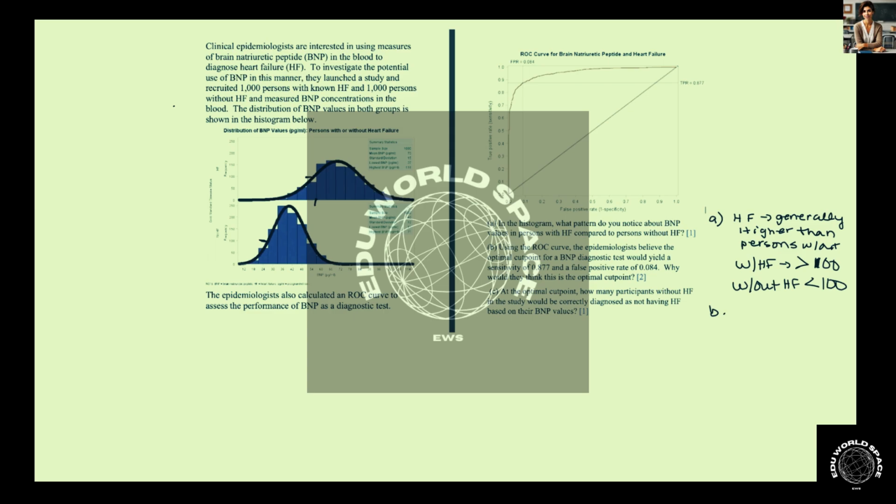Sensitivity is the proportion of true positives, persons with HF correctly identified as having HF, while specificity is the proportion of true negatives, persons without HF correctly identified as not having HF. A high sensitivity means that the test can correctly identify most persons with HF, while a high specificity means that the test can correctly identify most persons without HF. However, there is often a trade-off between sensitivity and specificity, as increasing one may decrease the other.